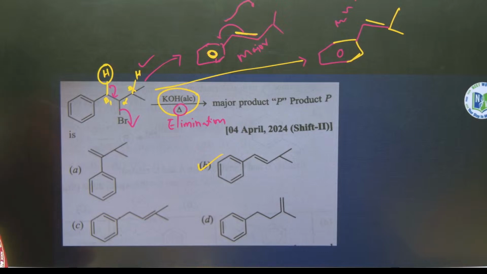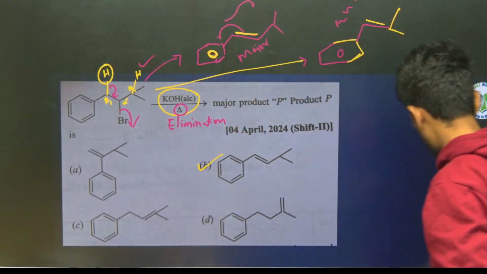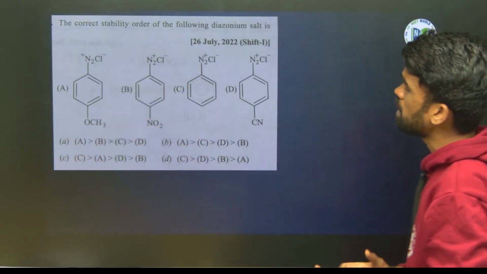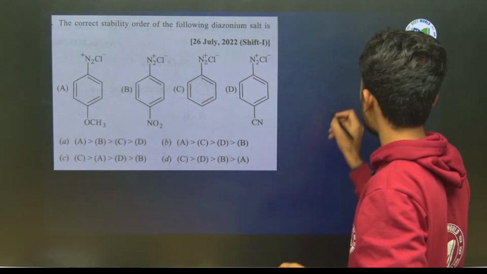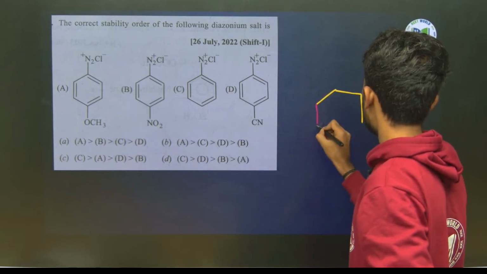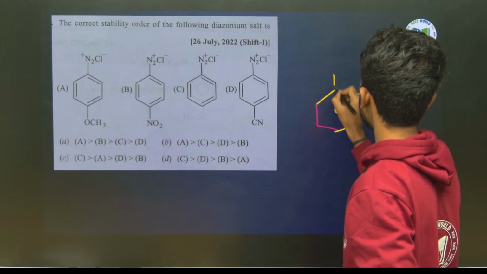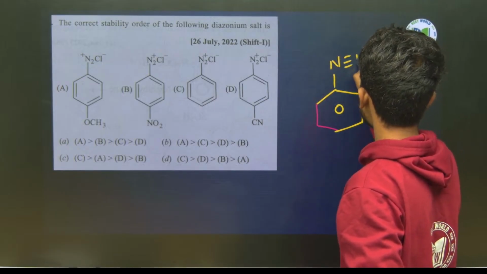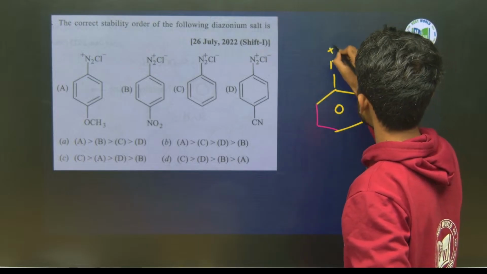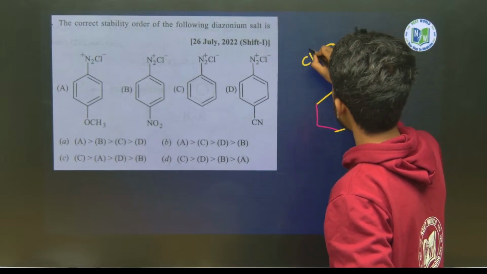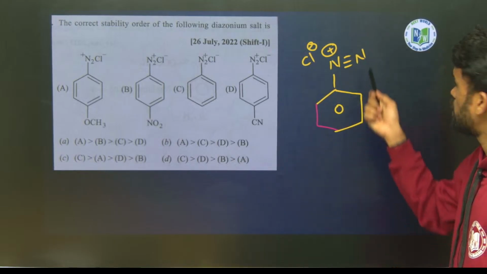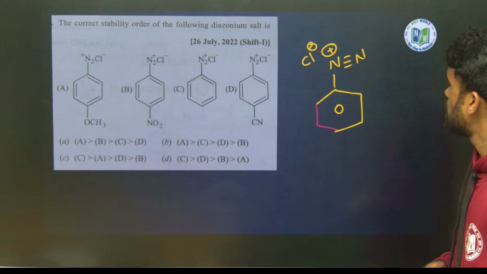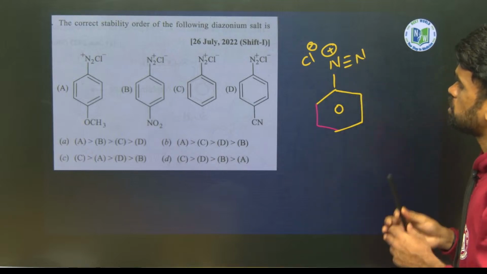Screen is blur. Okay, now it is fine, I think. Yeah, so next question here we have: tell me the correct stability order of the following diazonium salts. See, diazonium salts are compounds having a nitrogen triple bond like this, and this nitrogen has a positive charge. For the salt, they have an anionic part, like diazonium chloride. Okay, so now this is a salt.